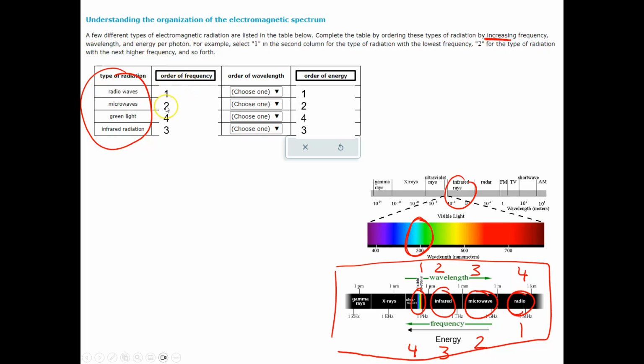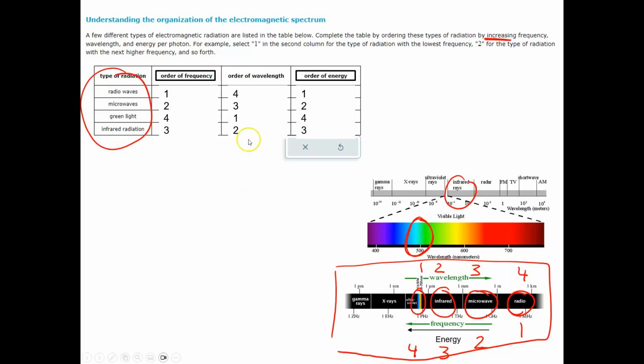And so this is my order, isn't it? Radio, microwave, infrared, and then green light number 4. And I'm just double checking that with my diagram, and that is correct. Now for the wavelength, radio waves are going to be the longest. They're going to be number 4. And the visible green light is going to be the shortest. That's going to be number 1.